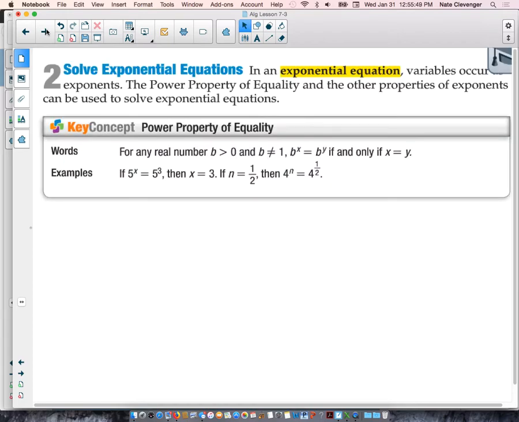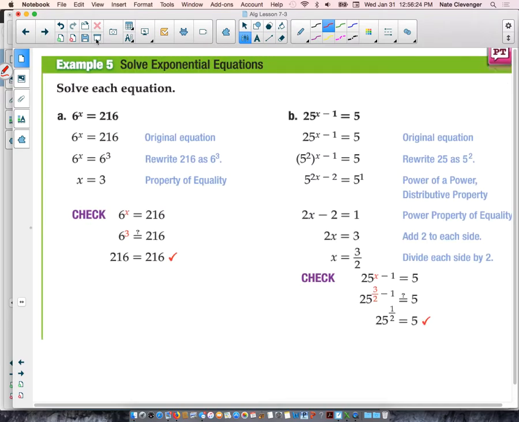Man, we still got another section here. So solving exponential equations. So equations with exponents or variables in the exponent spot. Pretty simple on this one. If you had 5 to the x power equals 5 to the third, what would x equal? 3. Okay. Same thing on this one. If n was 1/2, then those would be equal. N would have to equal 1/2. Okay. Just basic solving type stuff.